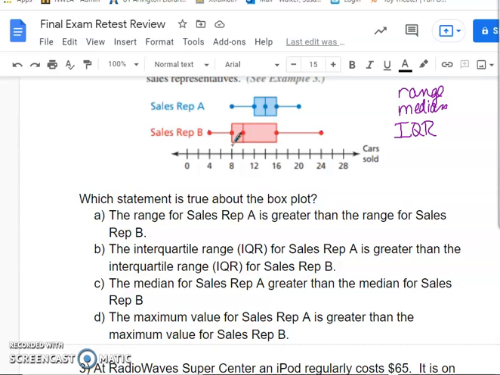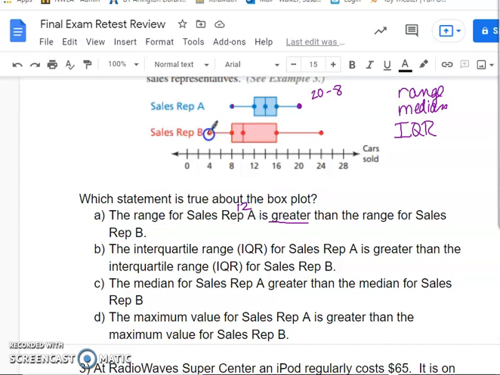So A says the range for sales rep A is greater than the range for sales rep B, okay? So sales rep A, range is this, take away this, the ends, okay? Biggest minus smallest. So the maximum value is 20, the least value is 8. So 20 take away 8 is 12. So for A, the range is 12. I just like to put it there, it's easier for me.